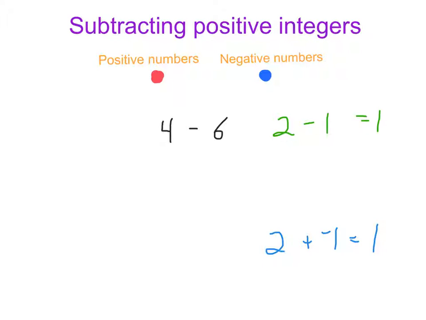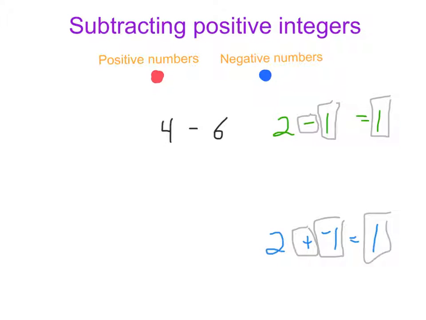Well, take a look at this here. I right now am subtracting a positive number. I was subtracting a positive 1. Here I'm adding a negative number. And notice I get the same answer when I do that. I get a 1. So here I'm subtracting a positive number. Here I'm adding a negative number. And we see we get the same answers.